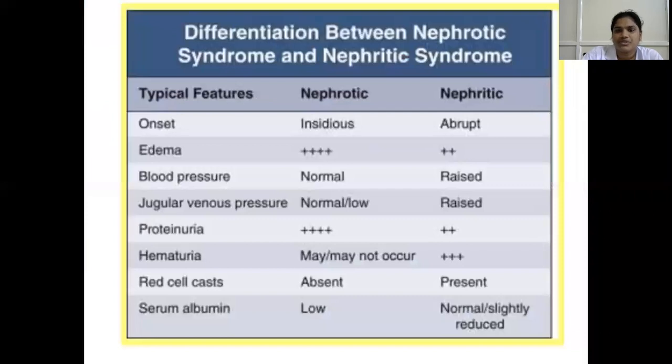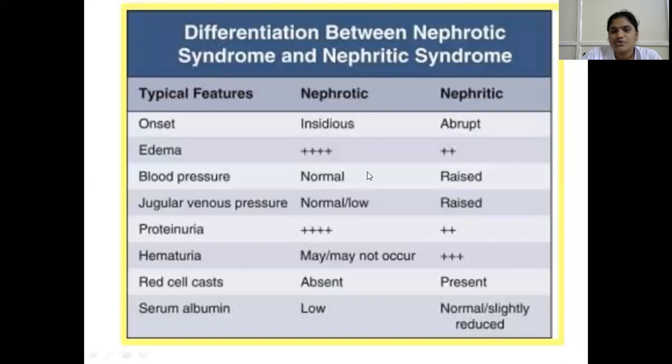So differentiation between the nephrotic and nephritic syndrome: onset, insidious versus abrupt. Edema is more in the nephrotic syndrome compared to the nephritic syndrome. It is due to the hypoalbuminemia and proteinuria. And the blood pressure is mostly normal, but in nephritic syndrome, it is slightly raised. JVP is also low to normal in nephrotic, whereas it is raised in the nephritic.